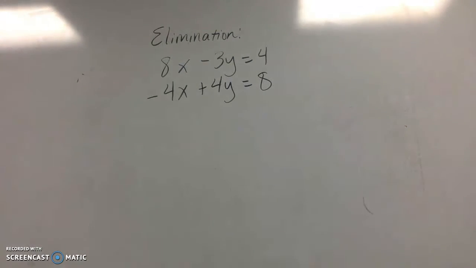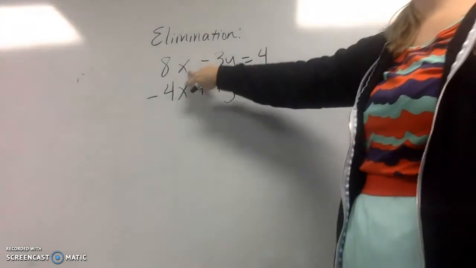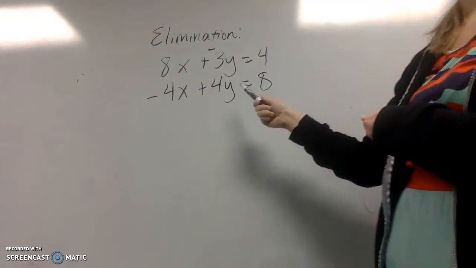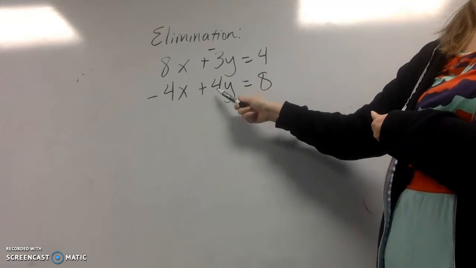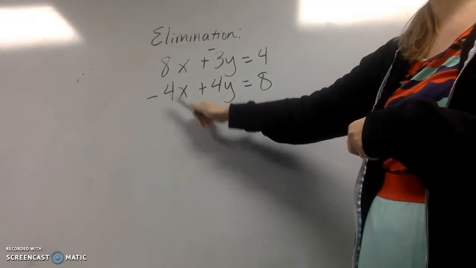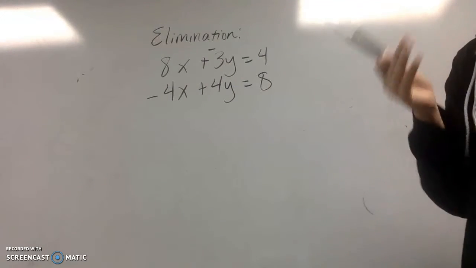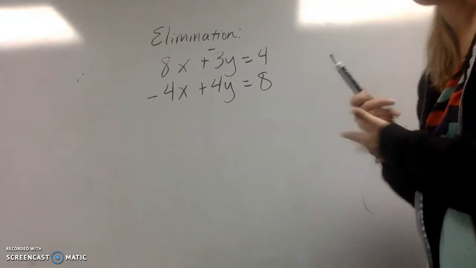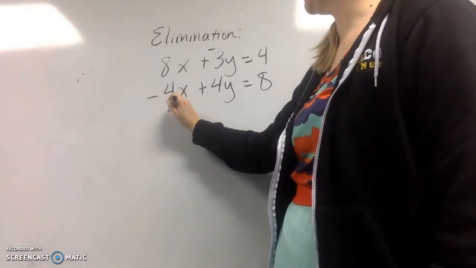Okay, again, I don't have opposites here. This will not equal 0 and that will not equal 0. So what I'm going to do is, can I multiply negative 3 by a number to get the opposite of 4? No. Can I multiply negative 4 by a number to get the opposite of 8? Yes, again, it's 2. It will not always be multiplying by 2. It just happens to be that that's what's happening in these two examples.